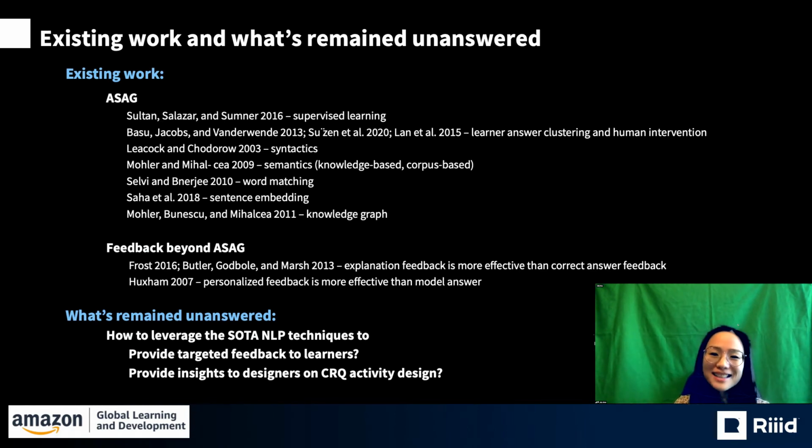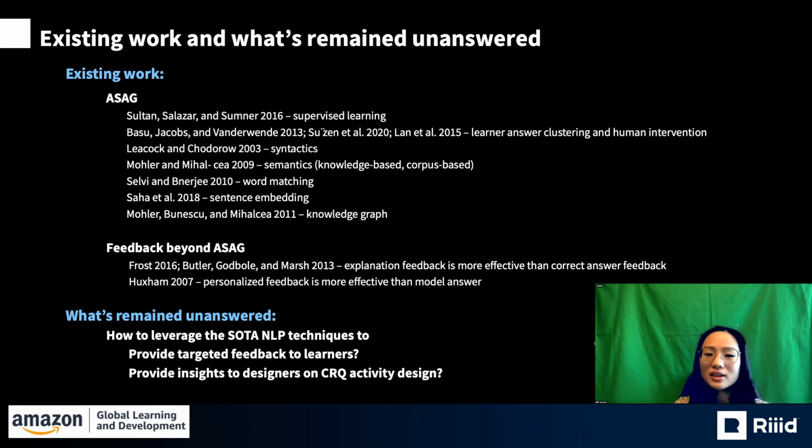So with those questions in mind, we did some review work. In the past decade or two, people have made great progress in automated short answer grading, ASAG. Here are some examples. From modeling framework perspective, one set of ASAG is to leverage supervised learning to grade. Another set is to conduct learner answer clustering and human intervention to design grading rubrics and grade. From feature set perspective, people also propose to use syntactics, semantics, exact word matching, sentence embedding, and even knowledge graph to represent the text. All amazing work.